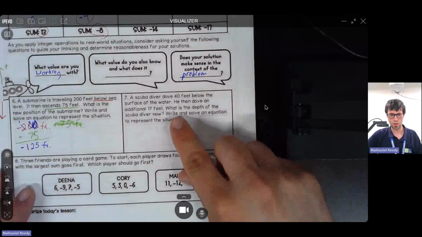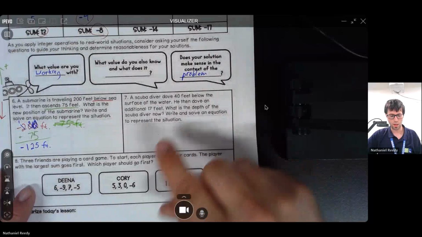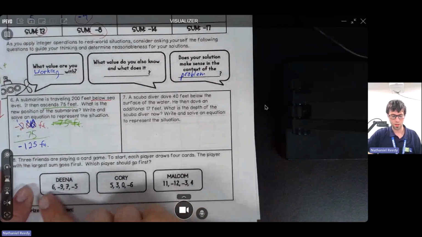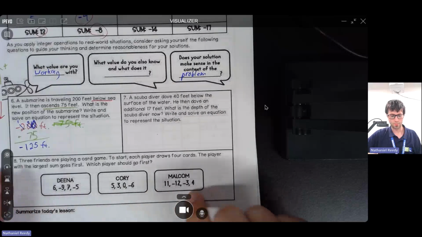I'm going to let you guys try number 7 on your own and number 8 on your own. Number 8 is just more adding sums together.